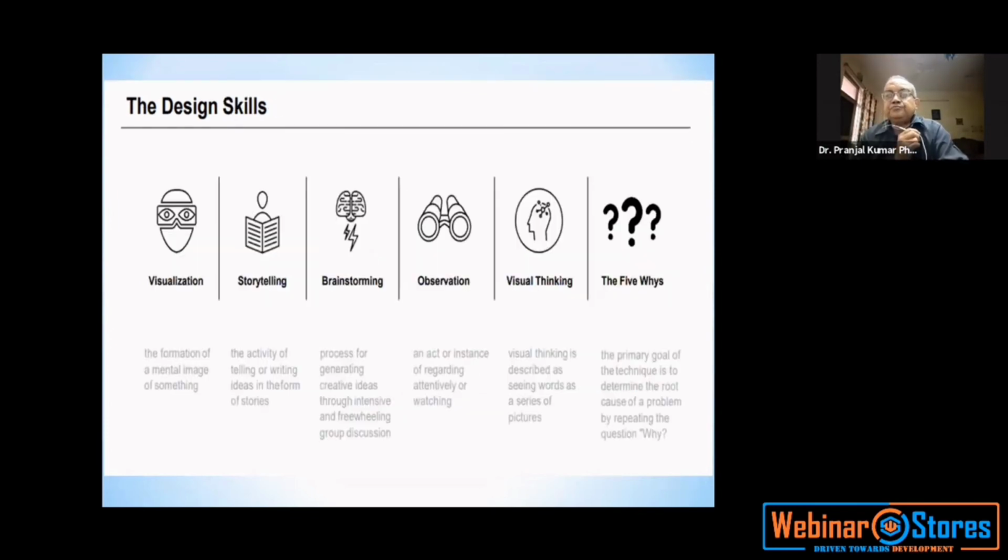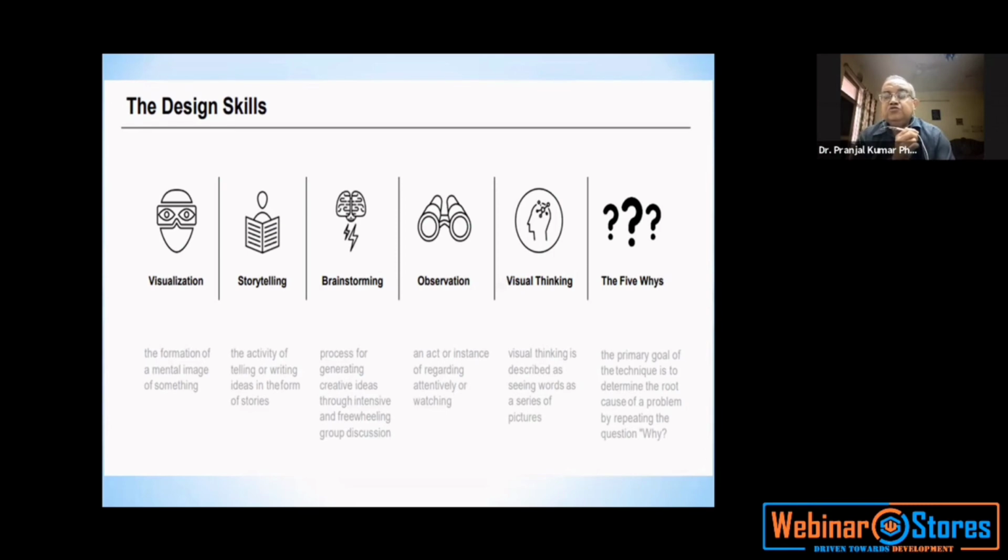Next slide. These are the skills required for any individual or team member in any corporate or any sector of industry or services: visualization skills. They need to have storytelling skills, because storytelling is now getting a lot of impetus in our ecosystem, for startups, industries, and also in research activities. Then brainstorming is not a new thing, it is always there in our management system, but still it is a skill required for design thinking.